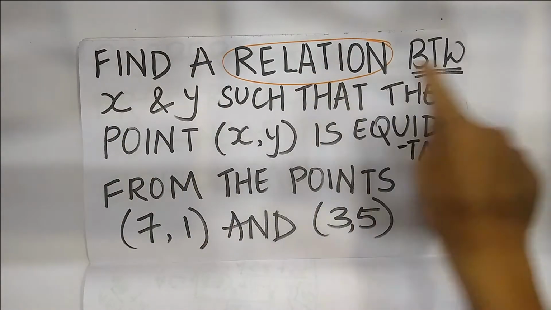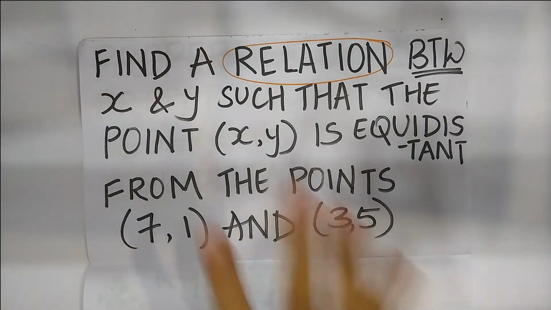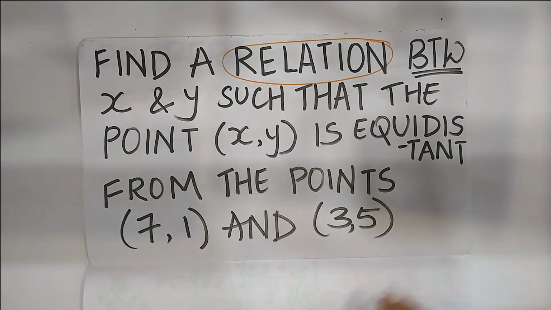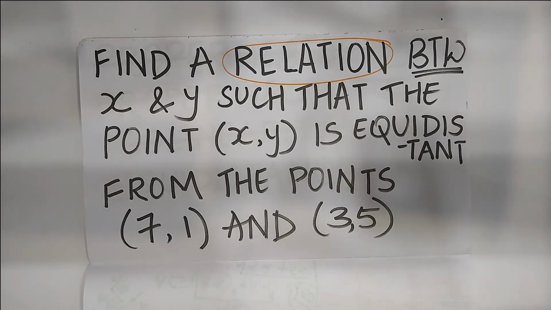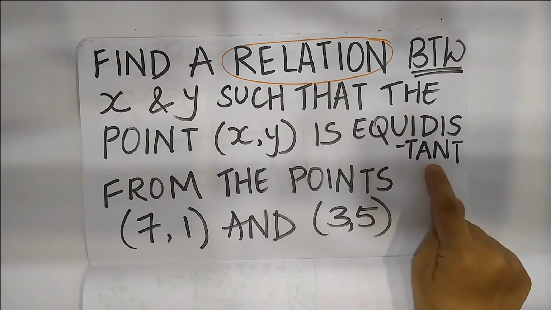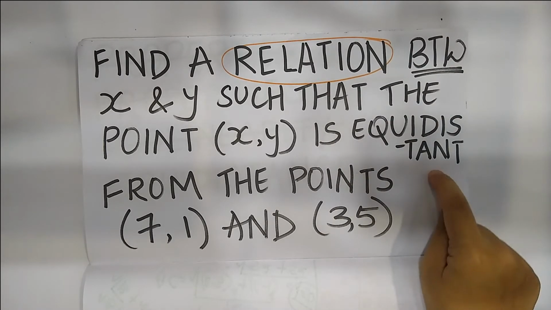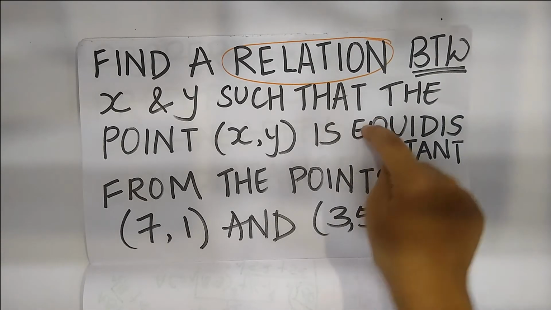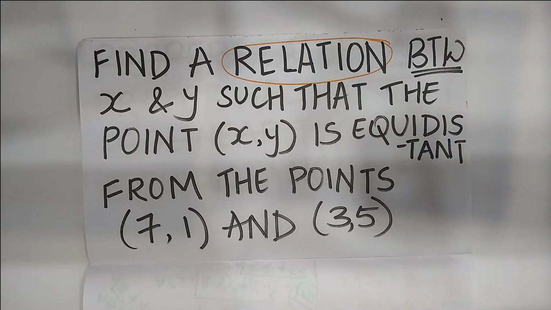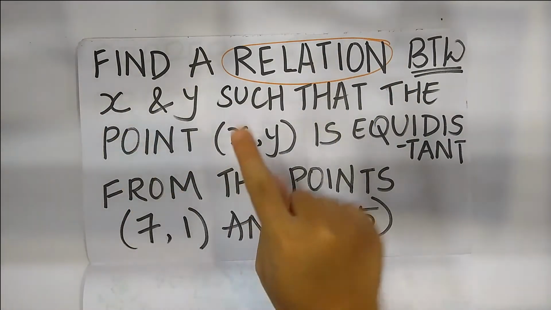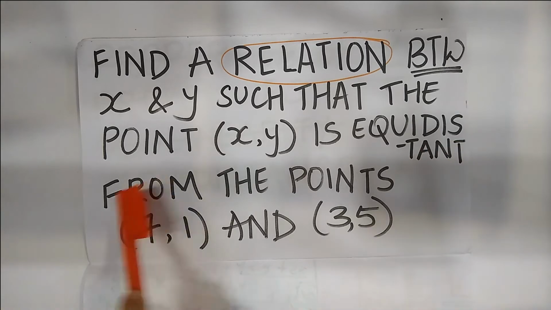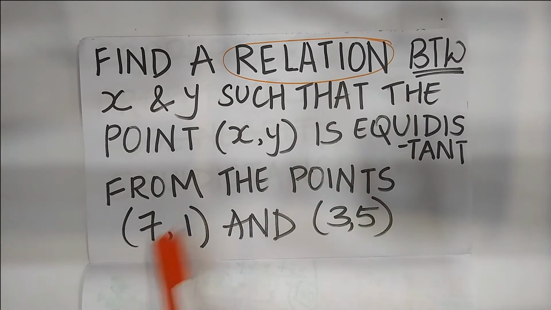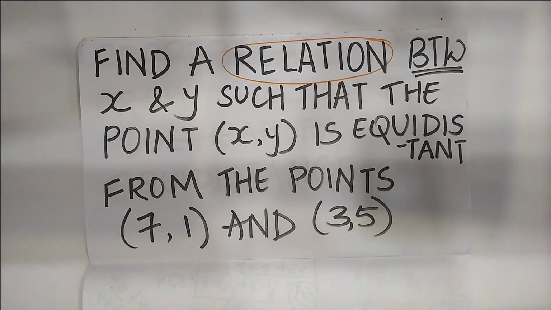Find a relation between x and y, which means find an equation between x and y such that, so these are the conditions, the point x comma y is equidistant. Equidistance means that it is at equal distance. So find a relation between x and y such that the point x comma y is equidistant from the points 7 comma 1 and 3 comma 5.